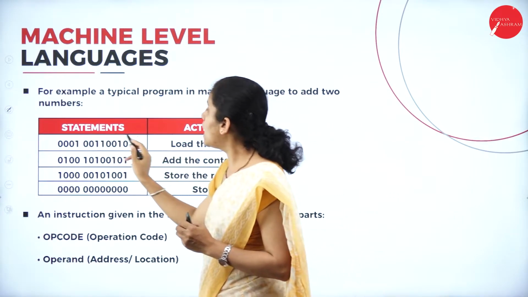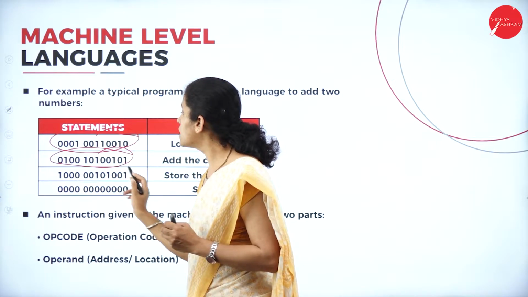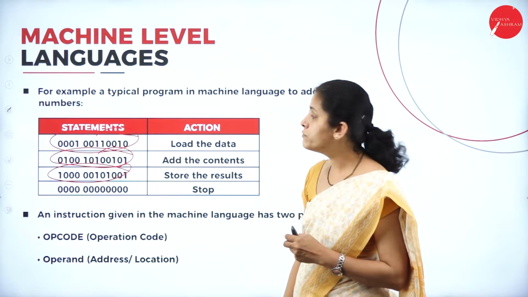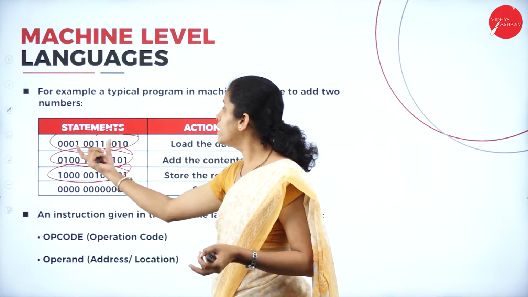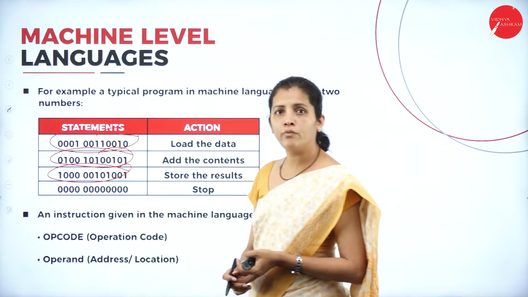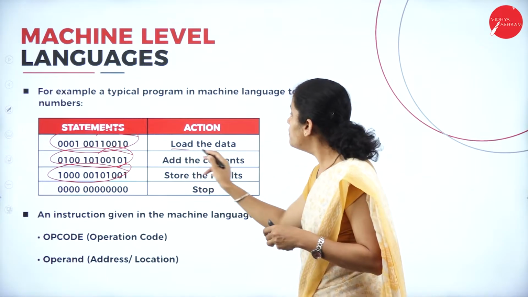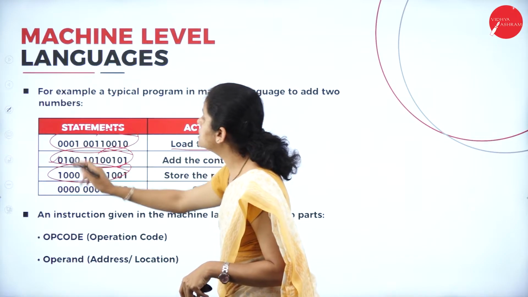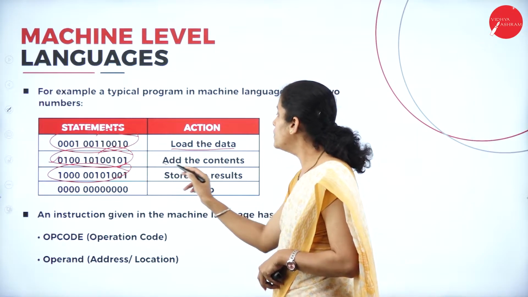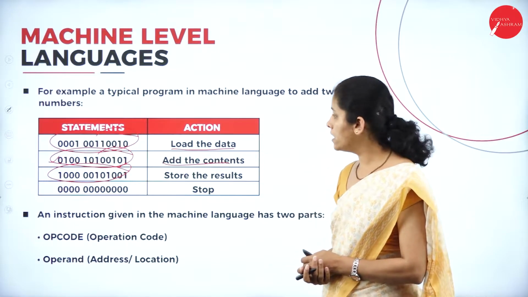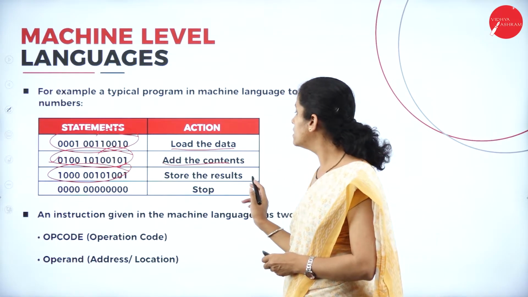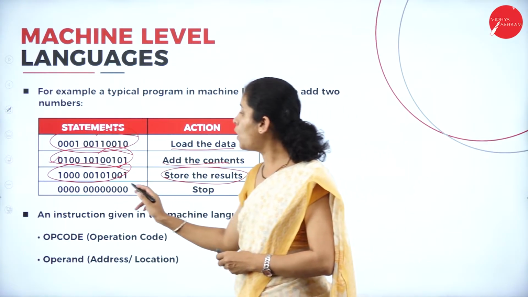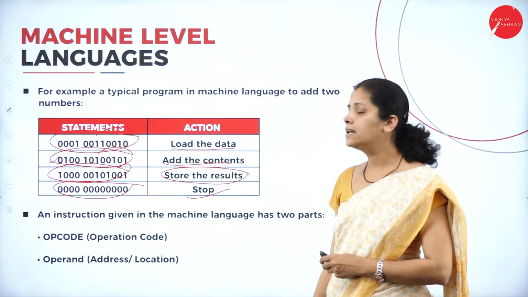All the statements are written in the form of zeros and ones. Suppose I use this machine code format, then that tells the computer to load the data. The next statement tells the computer to add the content. The third statement tells the computer to store the result. And all zeros indicates stop.